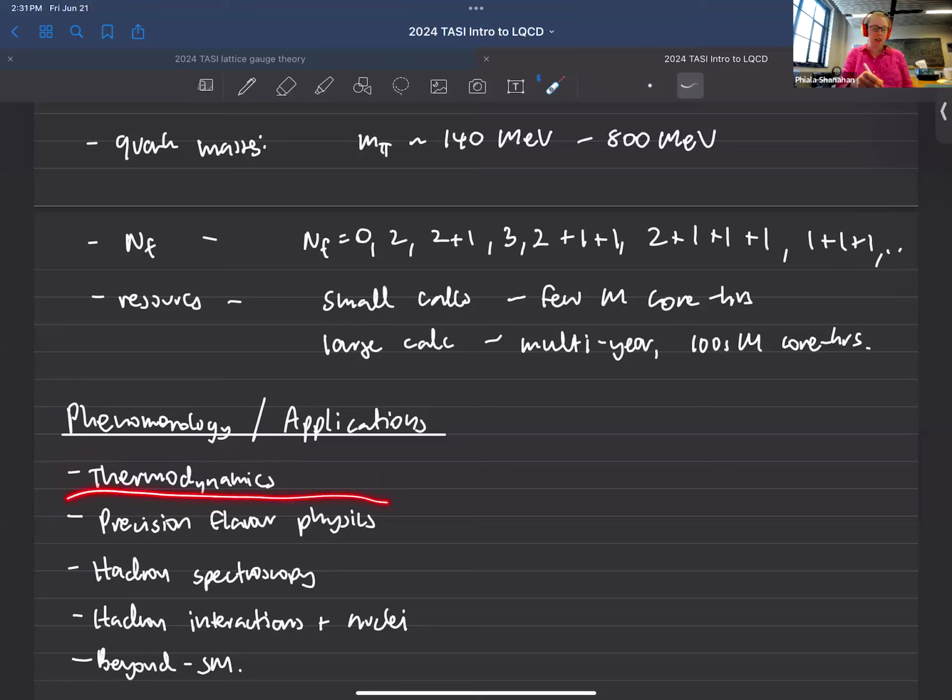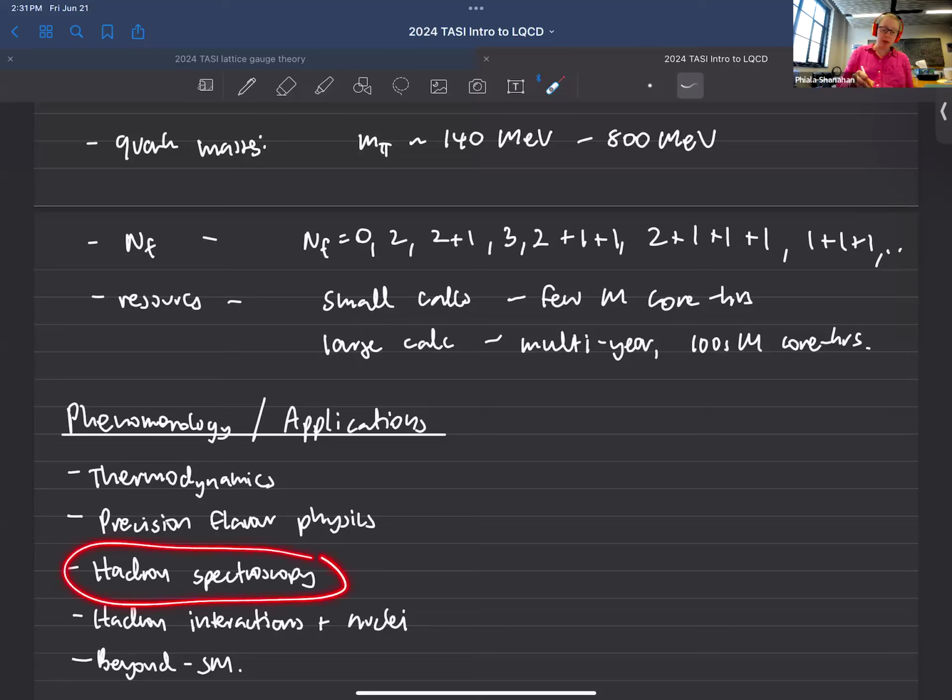For precision flavor physics, this is an area where we're in an era of fantastic control on the lattice QCD side. So one of the big goals here is to constrain parameters of the standard model that encode the quark mixing mechanism, so the CKM matrix. Once you have those, you can then go and make standard model predictions for other processes and search for BSM physics. So lattice QCD is really part of the state of the art in flavor physics and has been for a long time at this point.